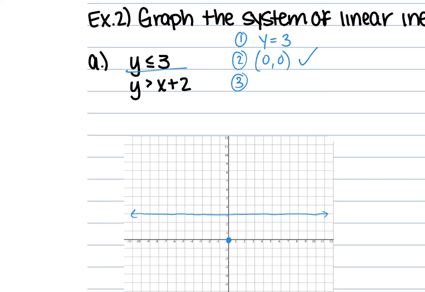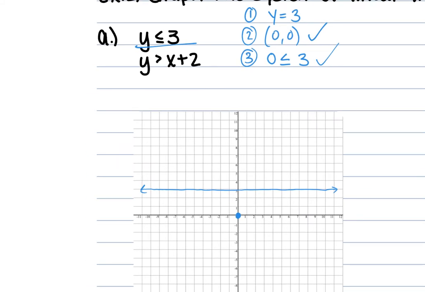Y is going to be 0. So 0 is less than or equal to 3. Is that a true or a false statement? True, okay? So if it's true, we want 0, 0 as part of our solution. Do you guys agree? Now, is 0, 0 above or below our line? Below. So if it works, then we need to shade the region below. Okay? So we're going to take out our highlighter in blue and shade the region below our line.